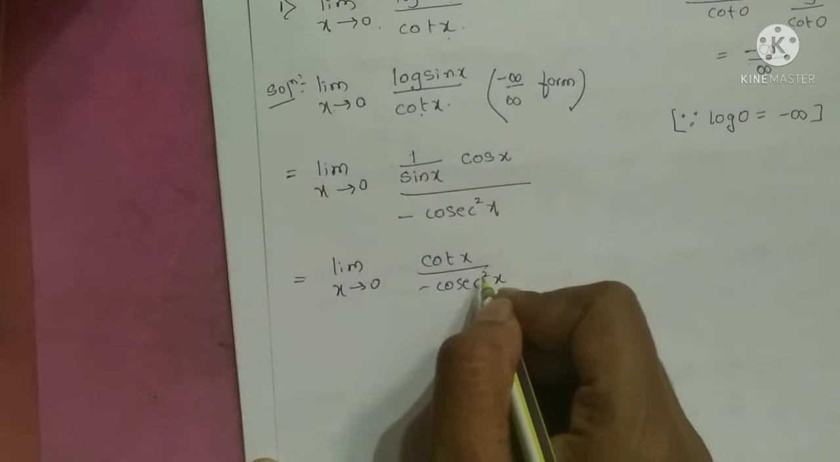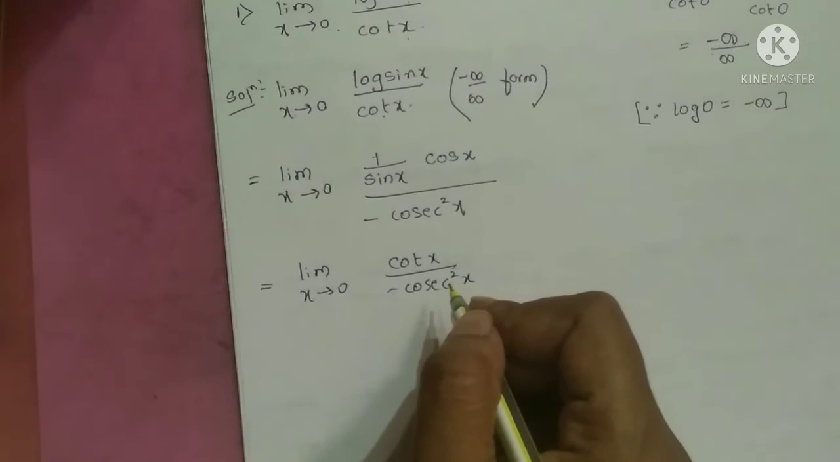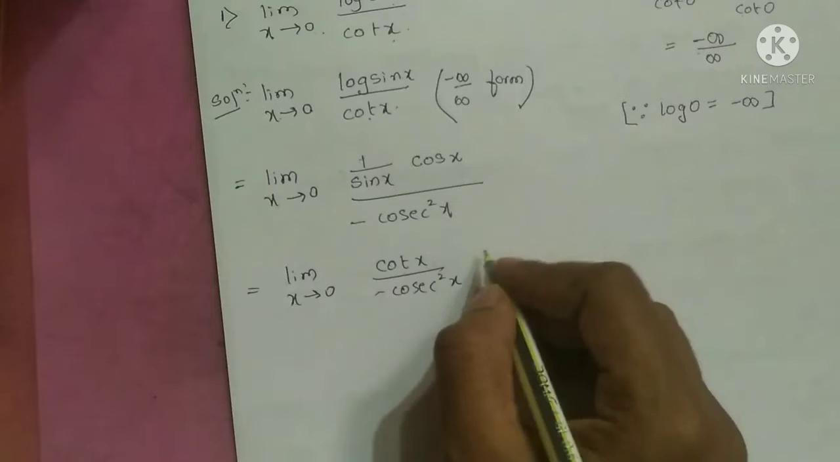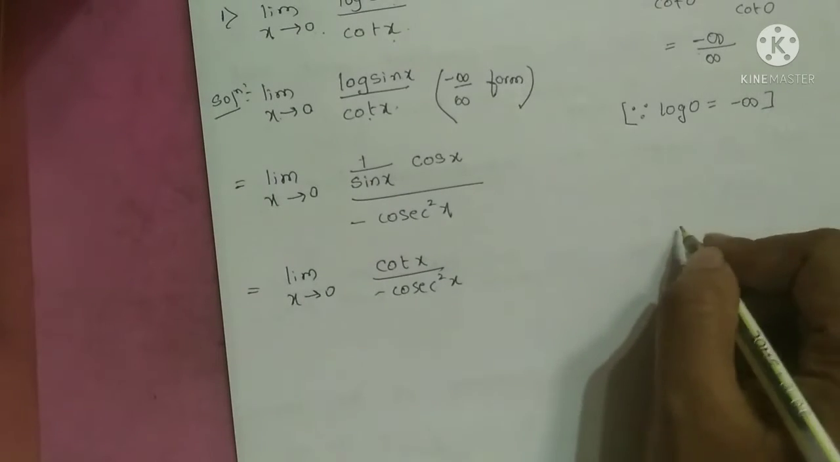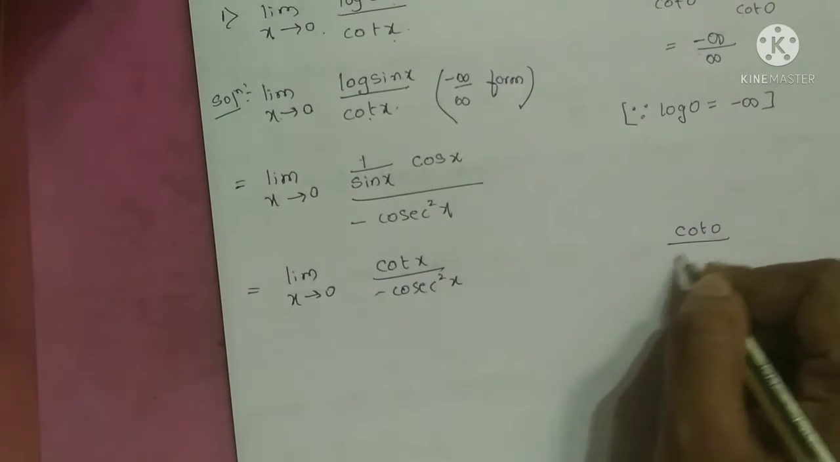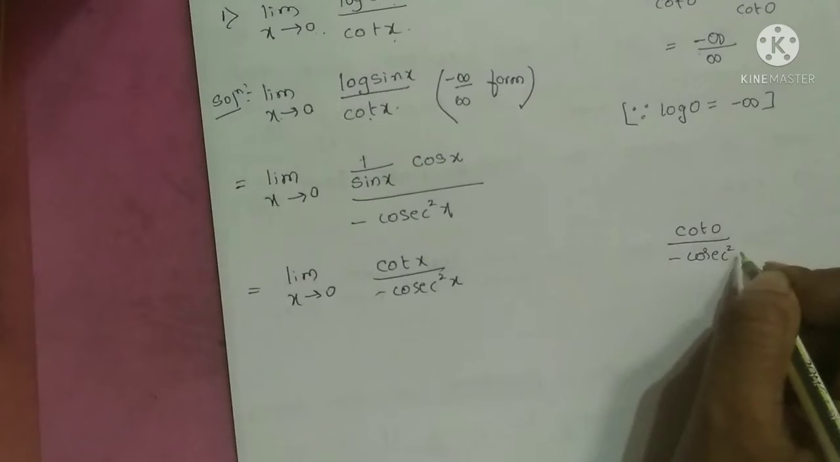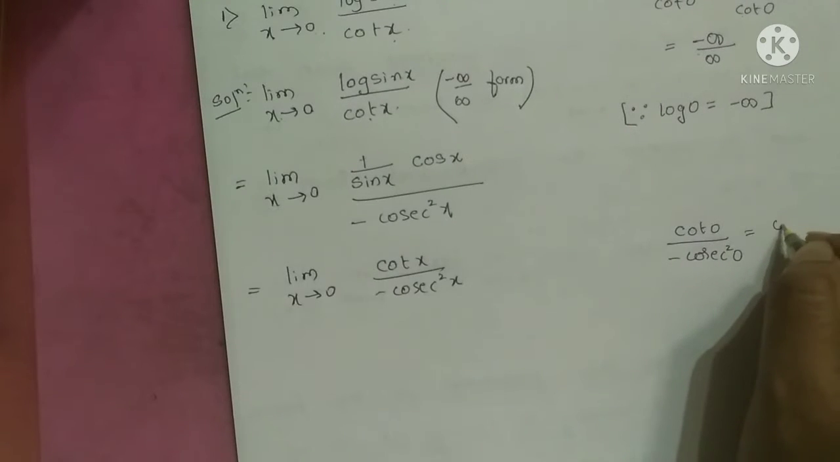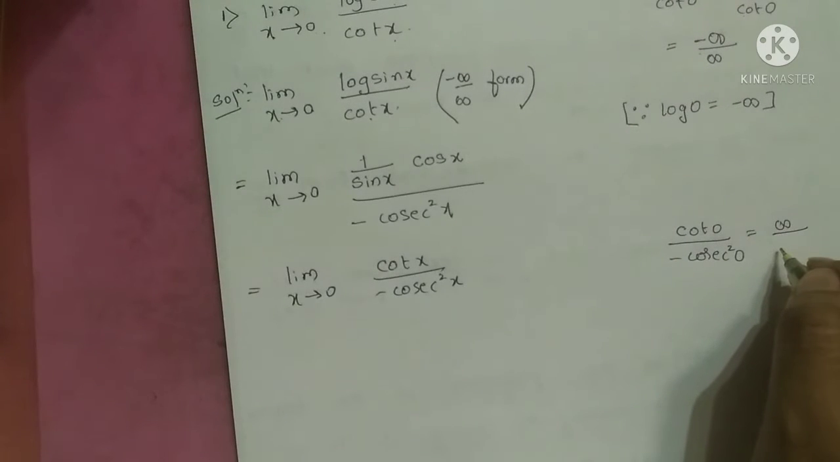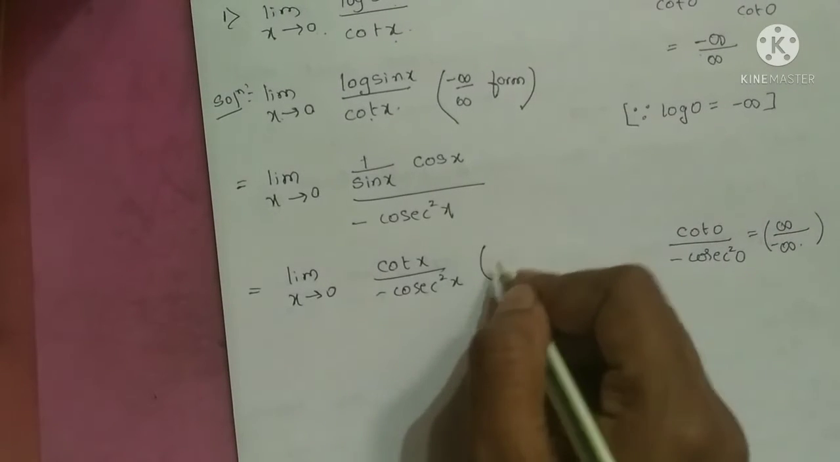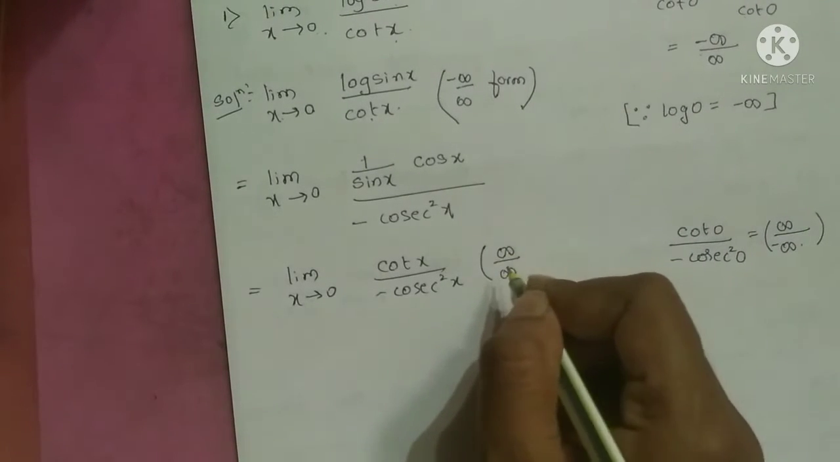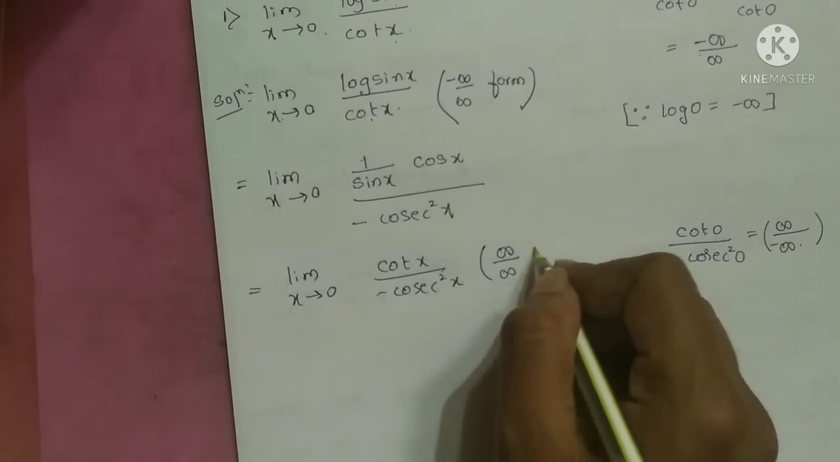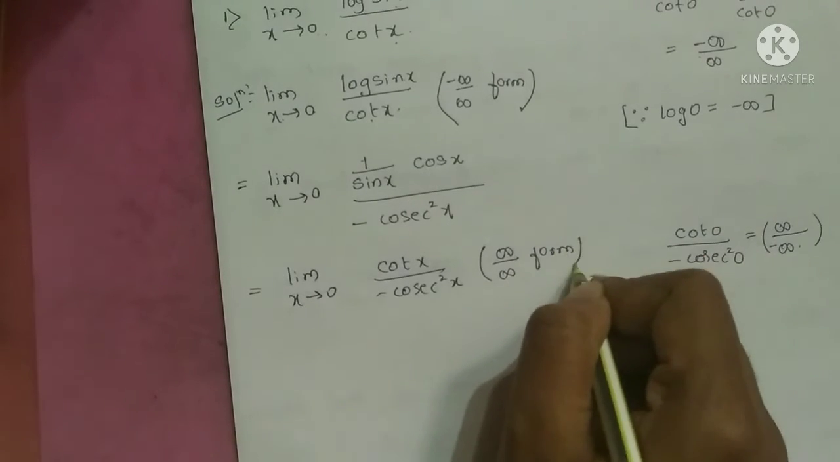After differentiating numerator and denominator separately, you have to apply the limit, right? When you apply the limit here, what do you get? Cot 0 by minus cosecant square 0. Cot 0 is infinity, divided by cosecant square 0, which is also infinity. So it is in the infinity by infinity form. Even after differentiating separately, you again get the infinity by infinity form.